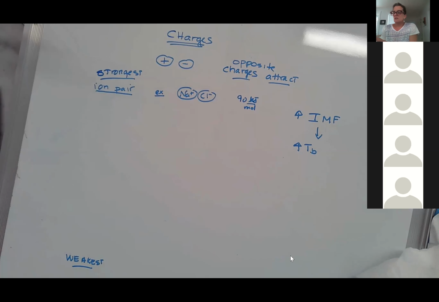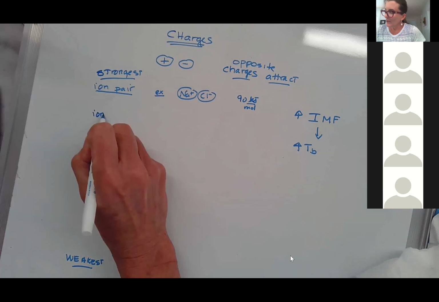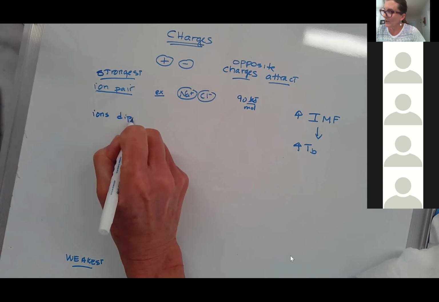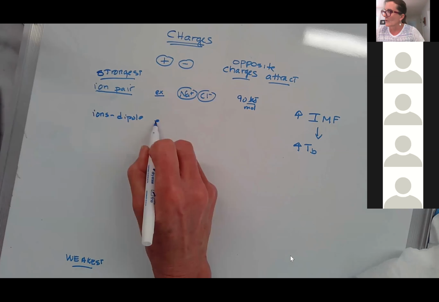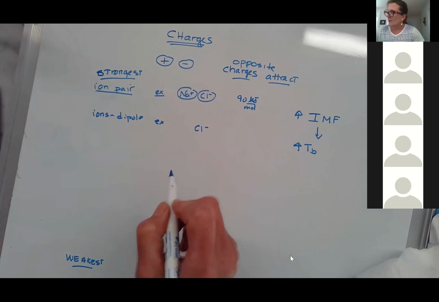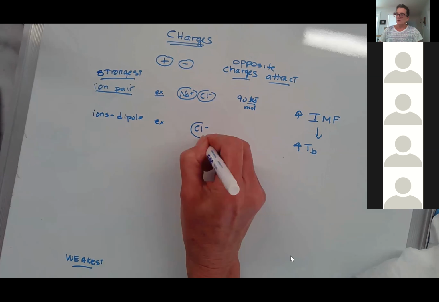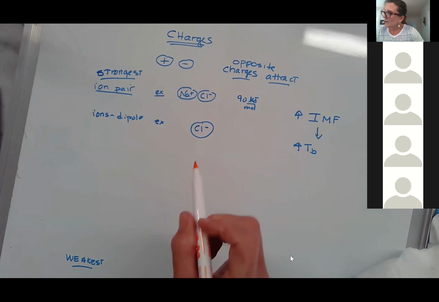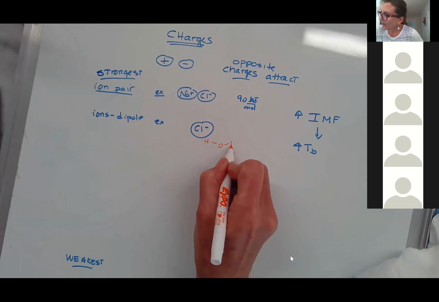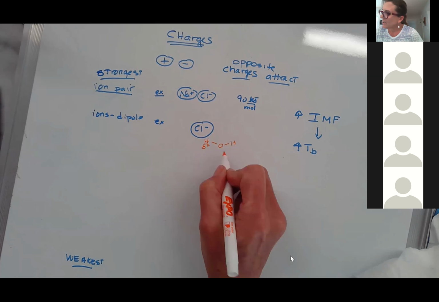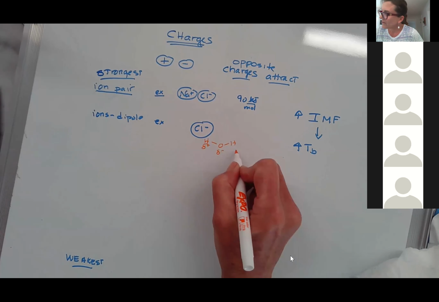It's the positive and minus charges attracting. But we also have interactions between ions and dipoles, and those are called ion-dipole interactions. An example of that would be maybe a chloride anion being solubilized in water. So we know that water is polar, and there are partial positive charges on the hydrogen and partial negative charges on the oxygen.